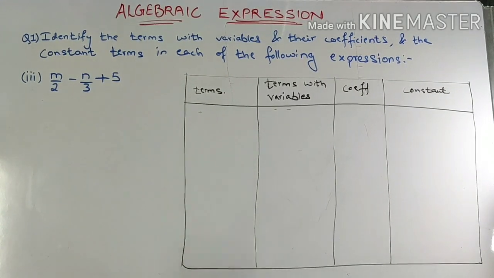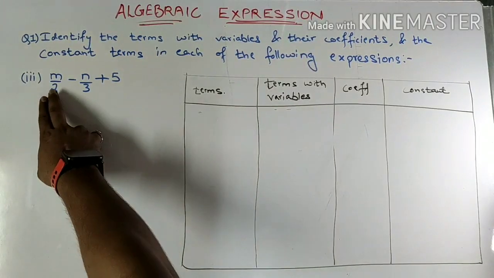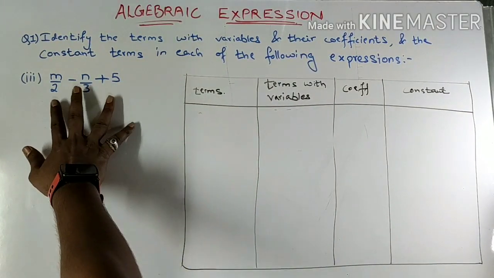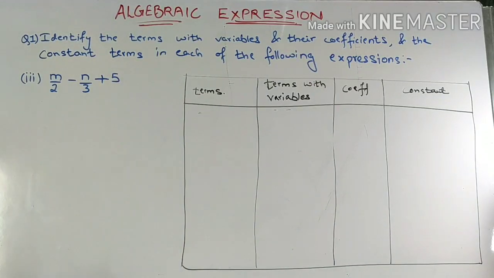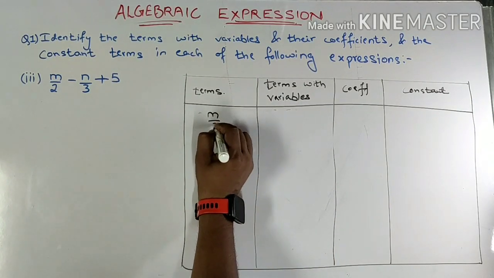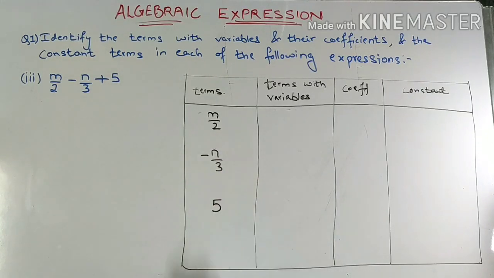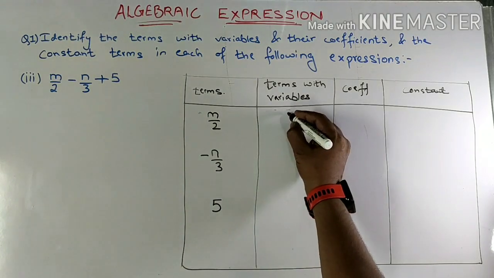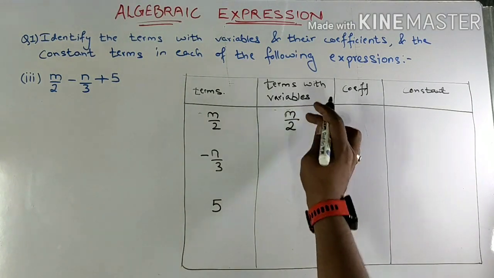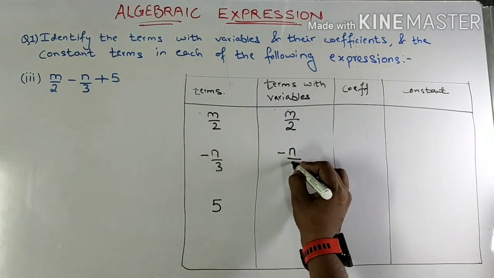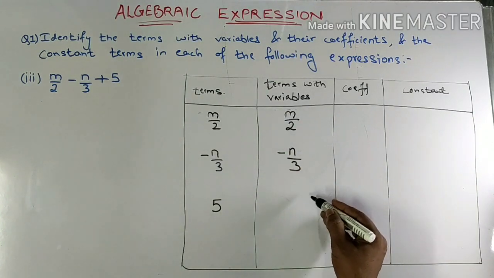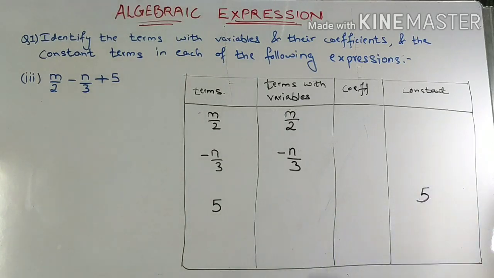Here comes the third problem, or a subtype of the first question. Now, how many terms are there? Yes, rightly said, there are 3 terms. As we can see, there are 3 terms which are separated by the plus and minus sign. So, we'll write the terms which are there: m upon 2, minus n upon 3 and 5. Which are the terms with variables? m upon 2, because m is a variable, minus n upon 3, again 5 does not have a variable, so it directly goes into constants.